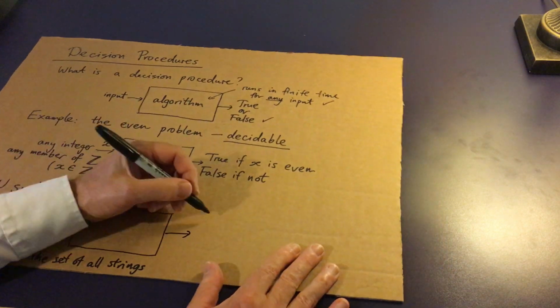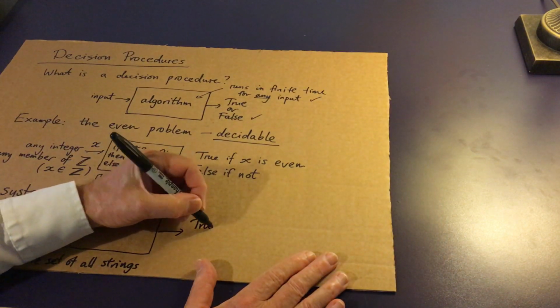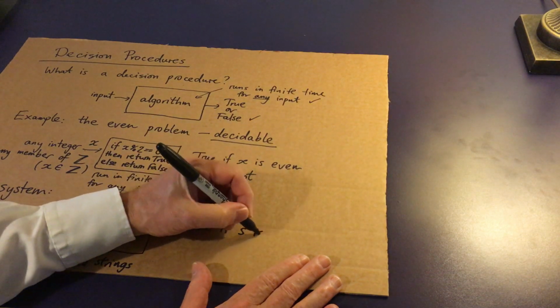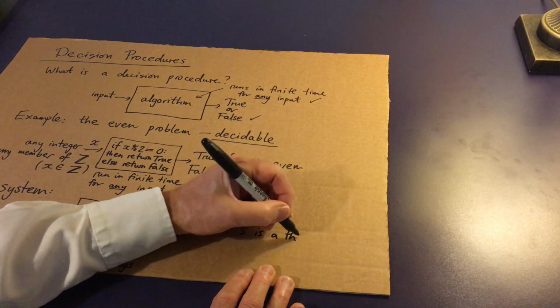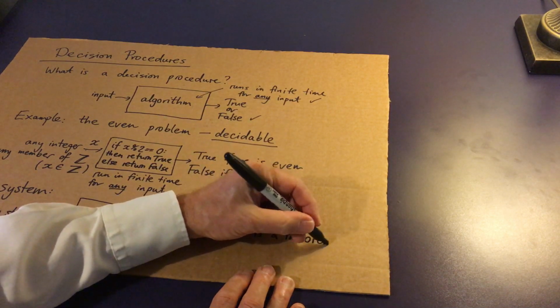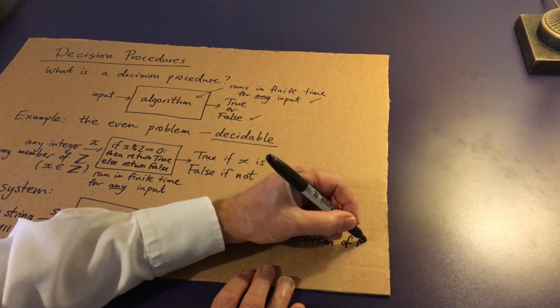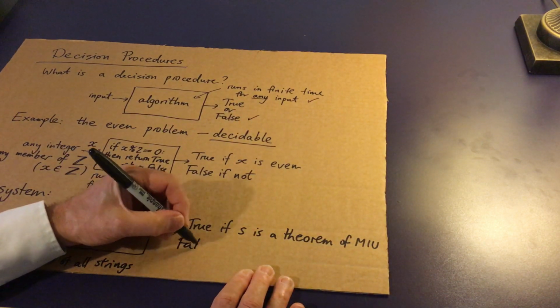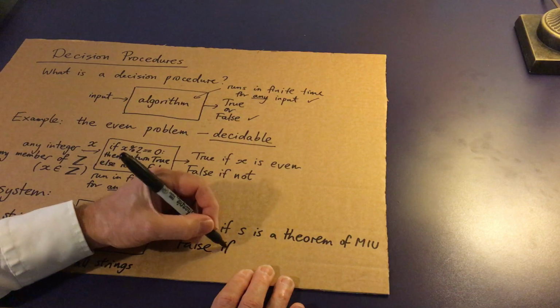The output is true if S is a theorem of MIU, and false if not.